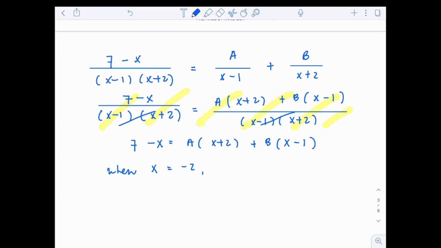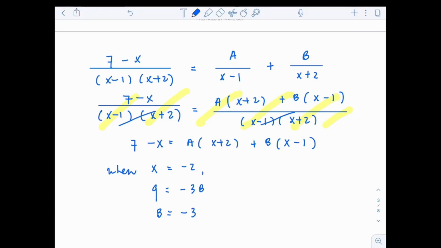7 minus negative 2, I'll get a 9. And the negative 2, when I sub into the right hand side, negative 2 plus 2 here will make the factor become 0. So 0 multiplied with a, you still get a 0. So the a will be gone. And then negative 2, when you sub into here, negative 2 minus 1, you get negative 3. So it's actually negative 3b. From here, we can conclude that b is negative 3. Alright, so we found out the value of b.